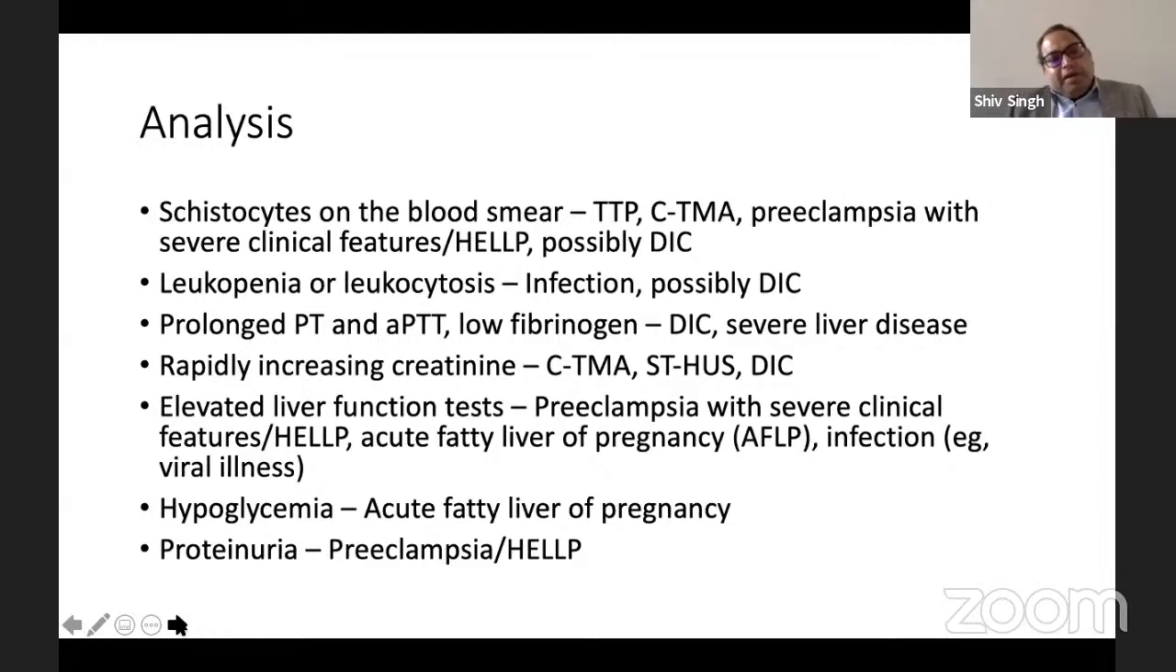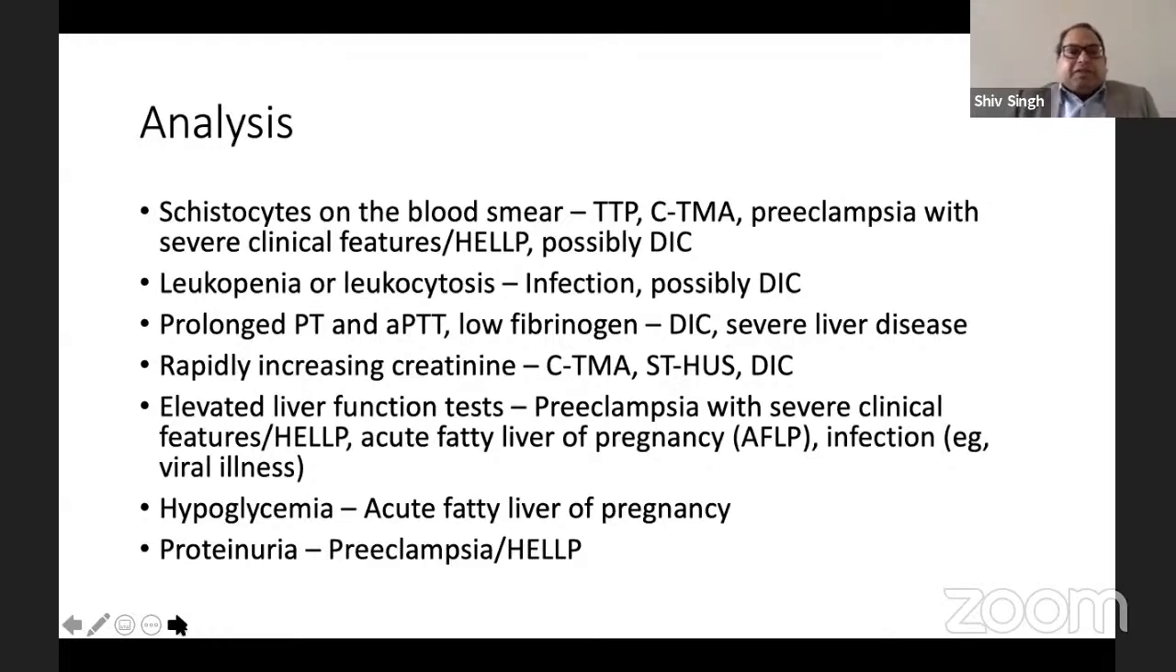If there is leukopenia or leukocytosis, again, look for signs of infection and DIC. If you see prolonged PT and APTT with low fibrinogen, again, look for signs of DIC or severe liver disease. If there is rapidly increased creatinine, so you look at the trend for creatinine, then you think of complement-associated thrombotic microangiopathy, or STHUS, toxin-related, or DIC.